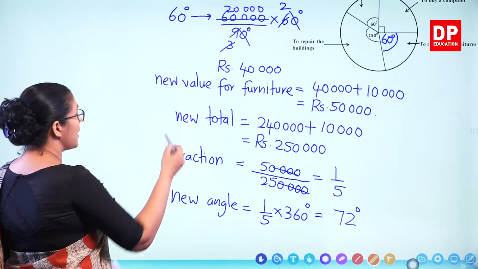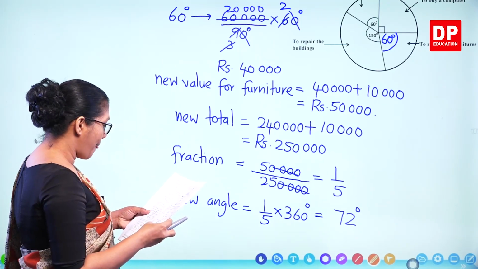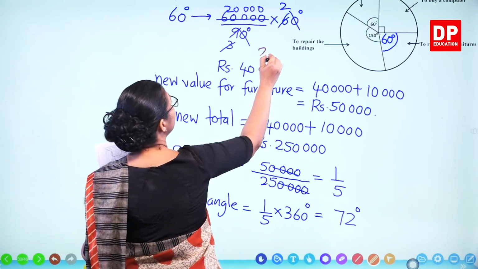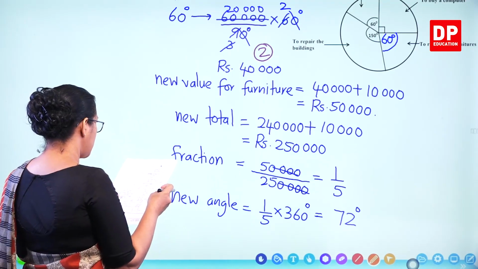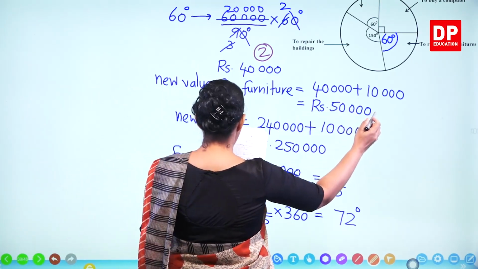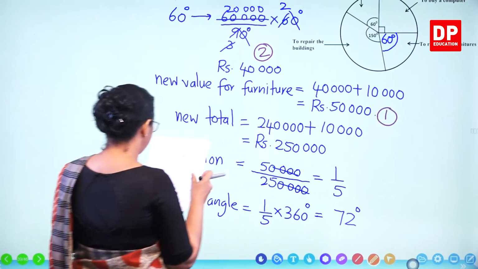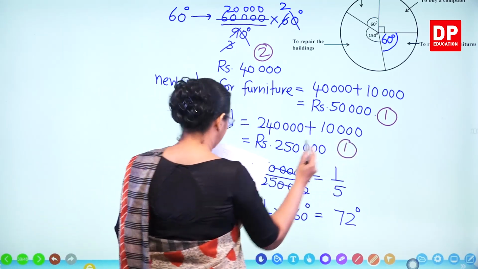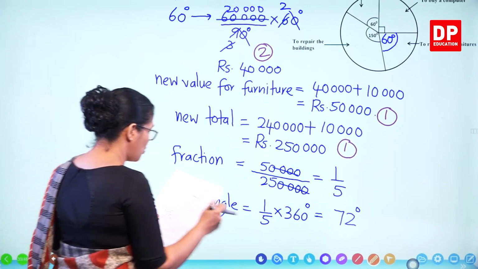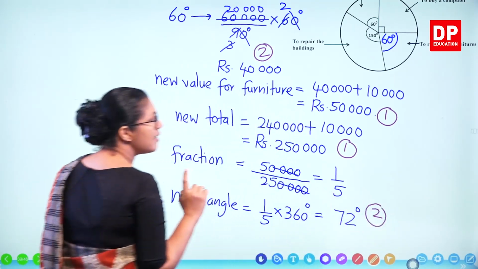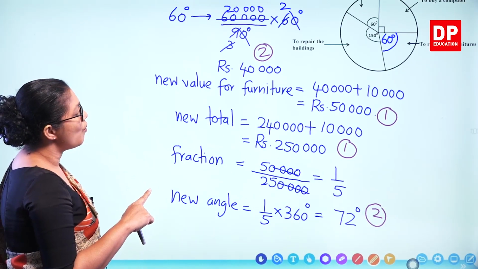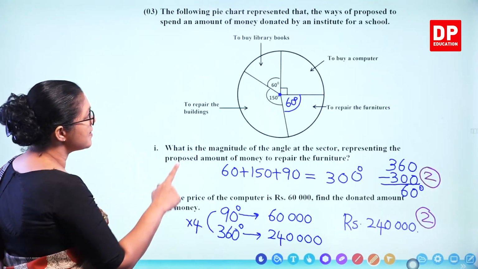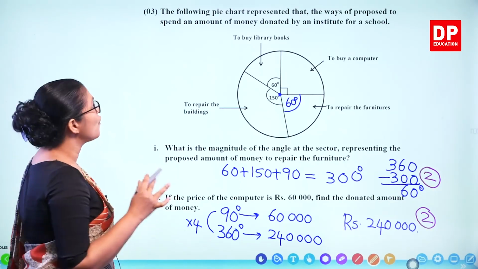So how many marks for this part? So we can give 2 marks for finding 40,000 and adding 10,000, that's 1 mark there, and getting the new total 1 mark, and finding 72 degrees 2 marks. Now see, what's the total? 2, 2, 3, 4, 5, 6 here, and previous one 6 plus 4, 10 marks for the whole question.